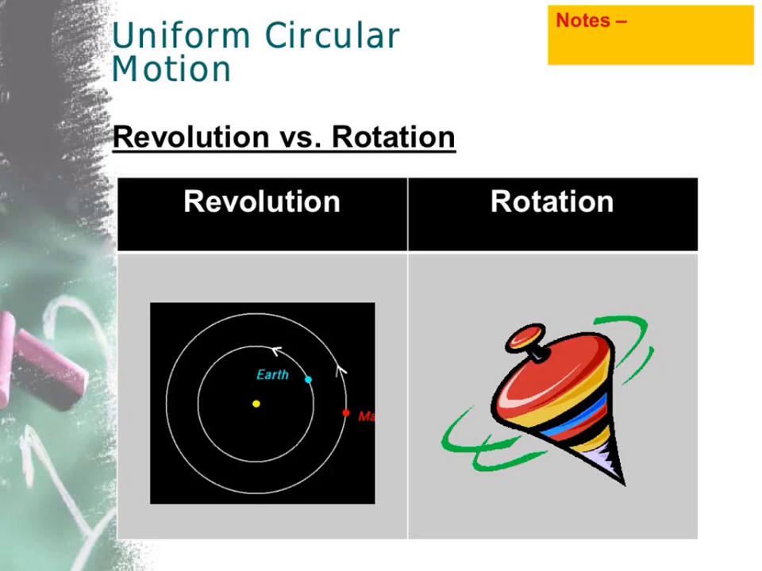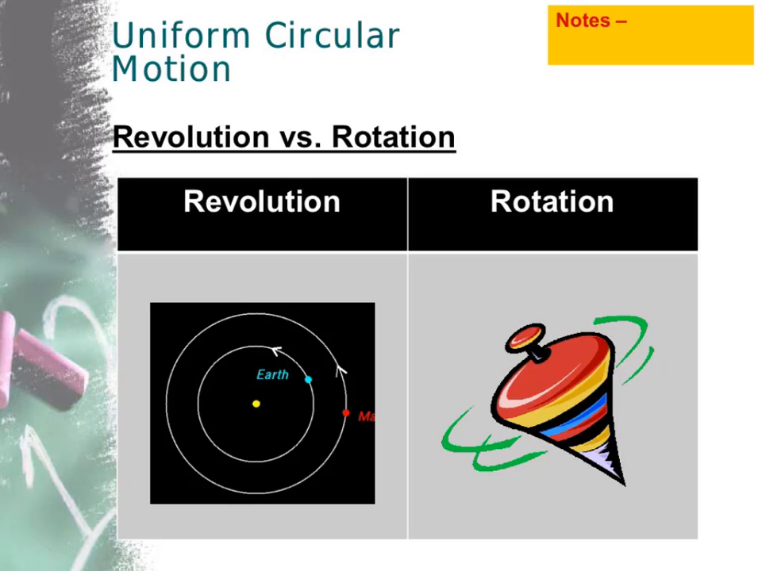And you may have come across these two words, revolution versus rotation. There's a distinct difference between the two, even though sometimes in everyday life we kind of combine the two, and maybe even use rotation when we should actually be using revolution. So what is the difference between these two? A revolution is like the Earth's motion around the sun. It's when an object actually completes a full circle around a point outside of its own body.